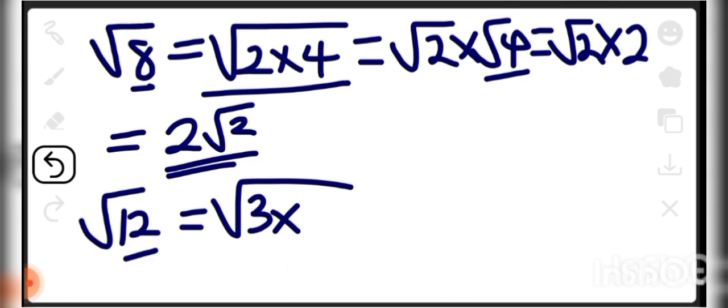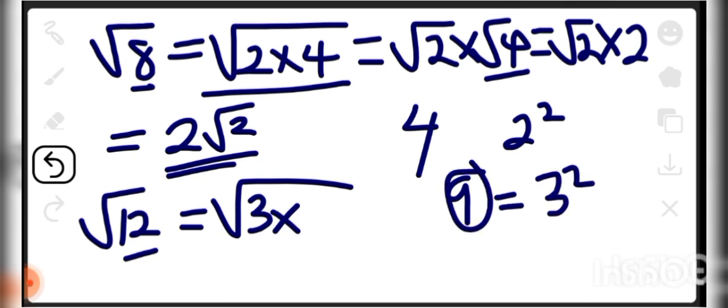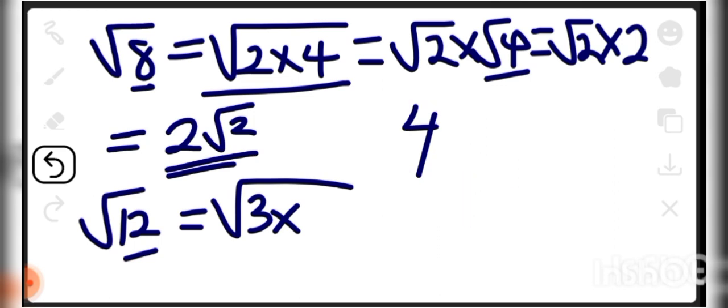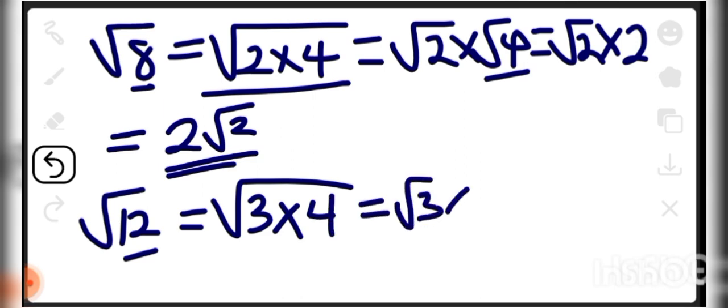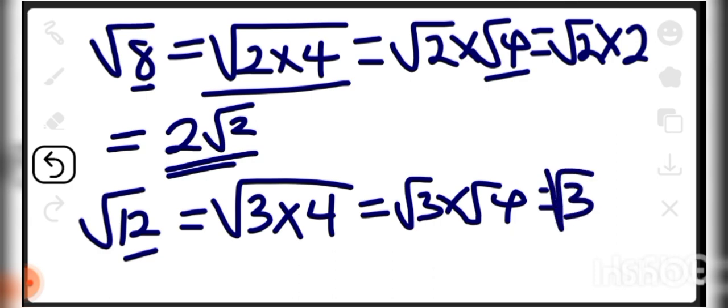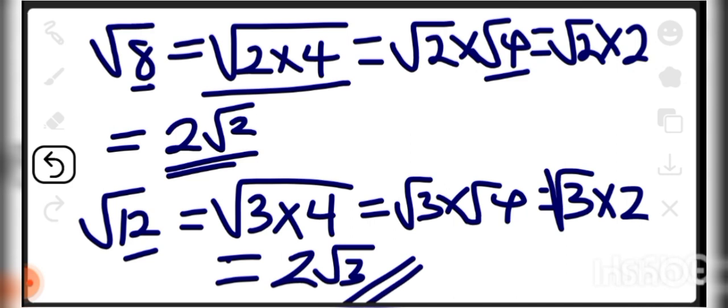A perfect square is the answer you get when you square a number. For example, 4 is the answer if we square 2, and 9 is the answer if we square 3. So all these are perfect squares. So let's go with times 4. That will give us root 3 times root 4, which is root 3 times 2, that is 2 root 3. That's the answer.